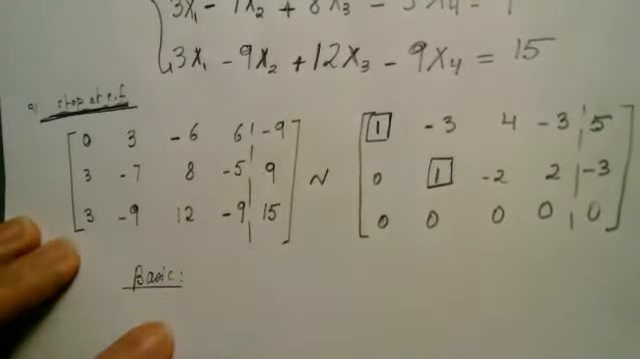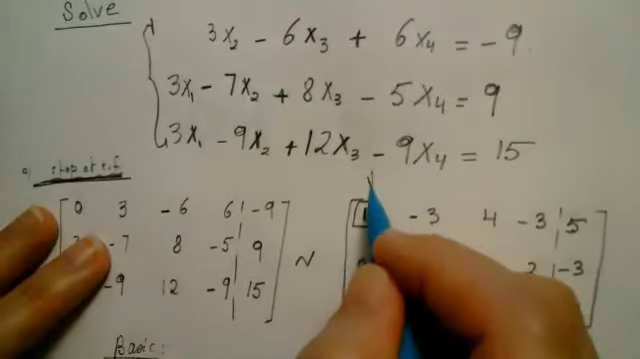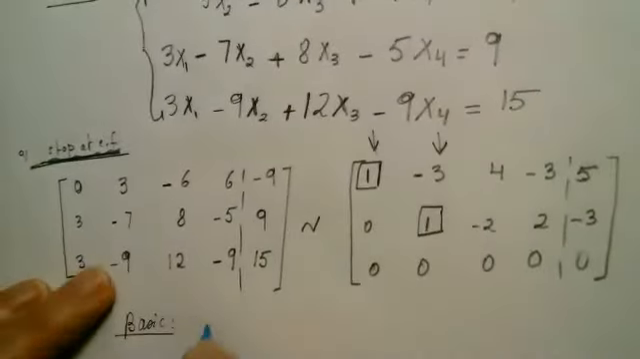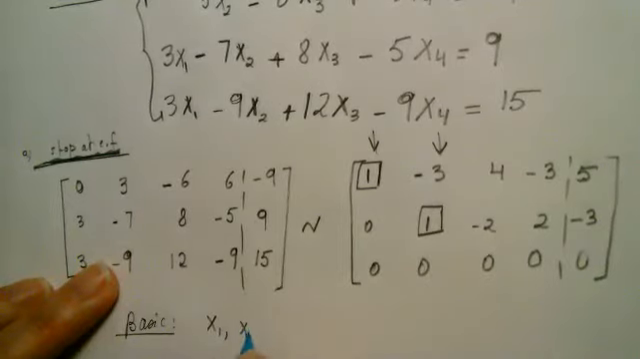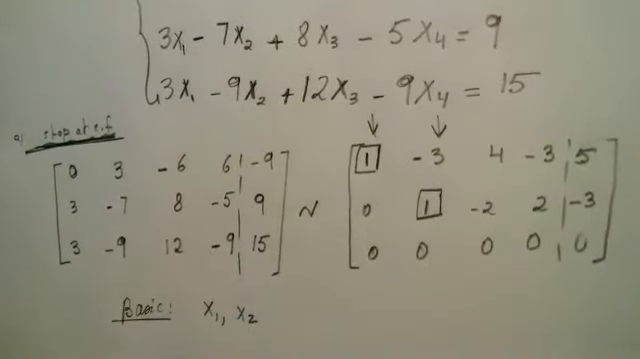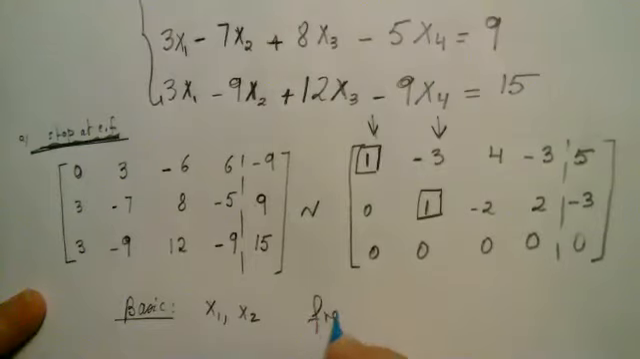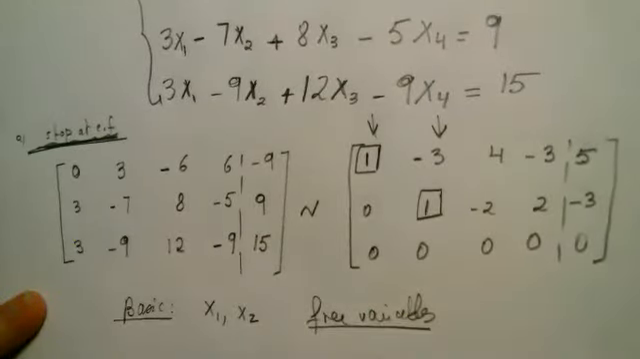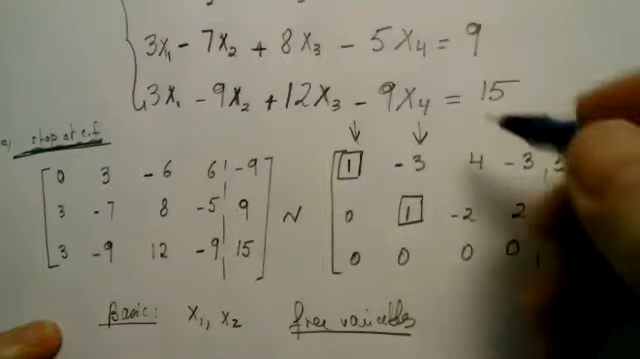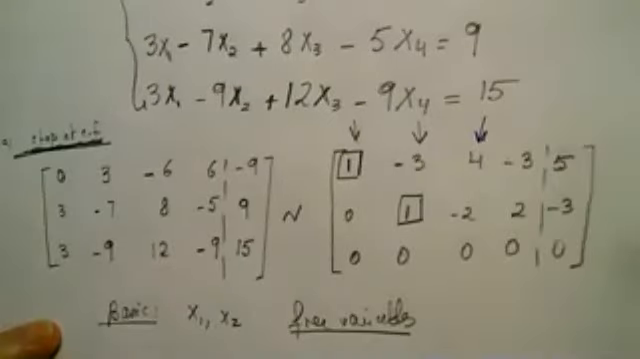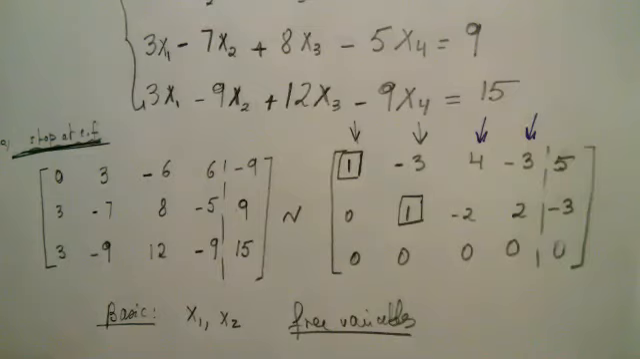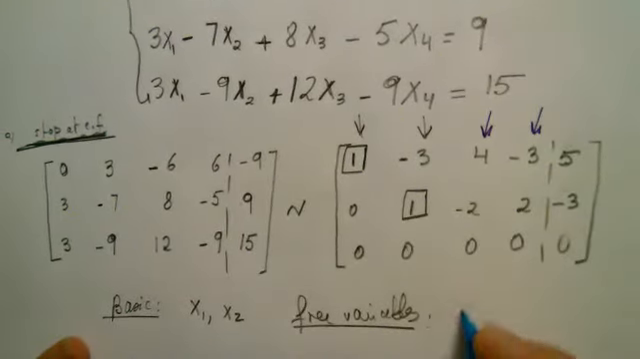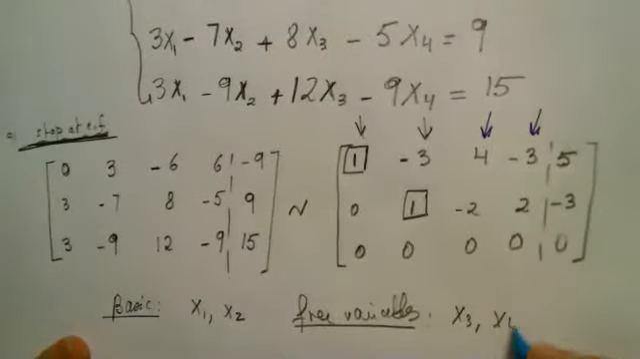The basic variables here are the variables that correspond to the columns with the leading entries. So the basic variables here are going to be x1, x2. The free variables, and I will talk about that in a second, will be the variables that correspond to the columns without leading entries. This one and that one. So we seem to have 2 of them, and now I'll explain why those 2. So the free variables are x3 and x4.